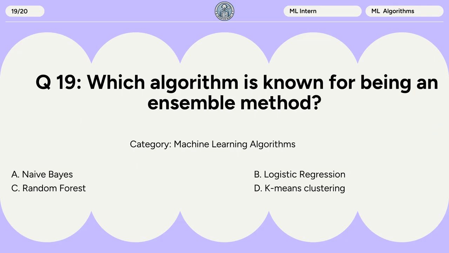Question 19. Which algorithm is known for being an ensemble method? A. Naive Bayes. B. Logistic regression. C. Random forest. D. K-means clustering.